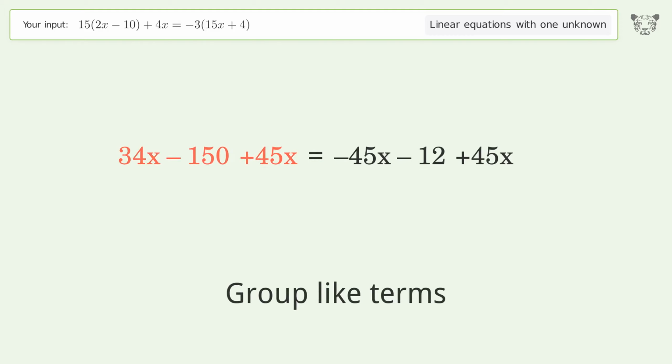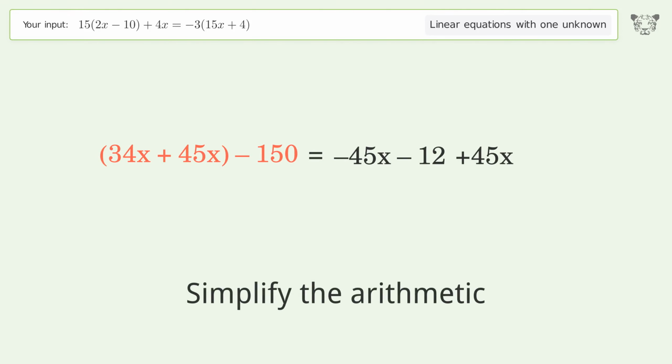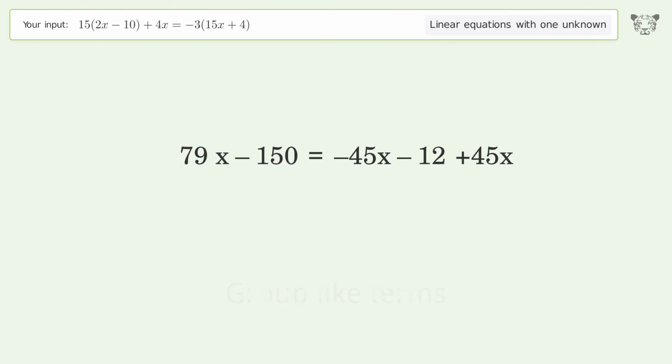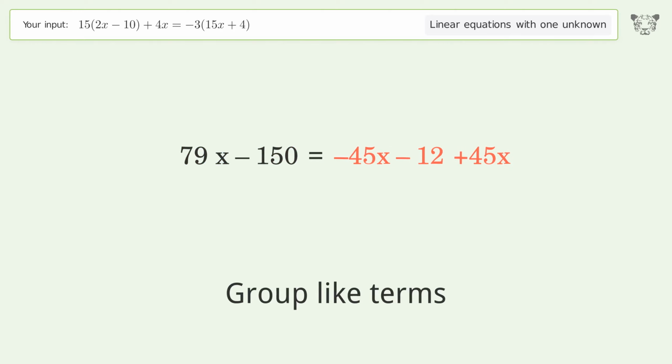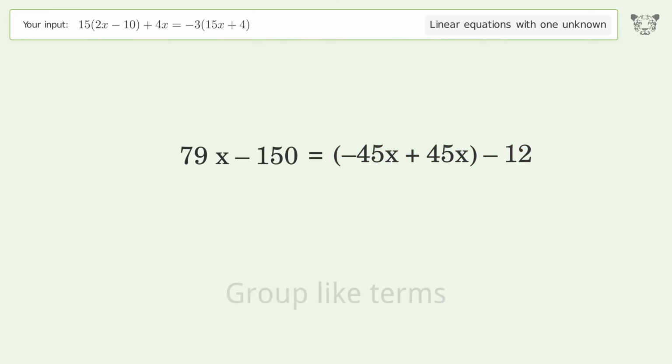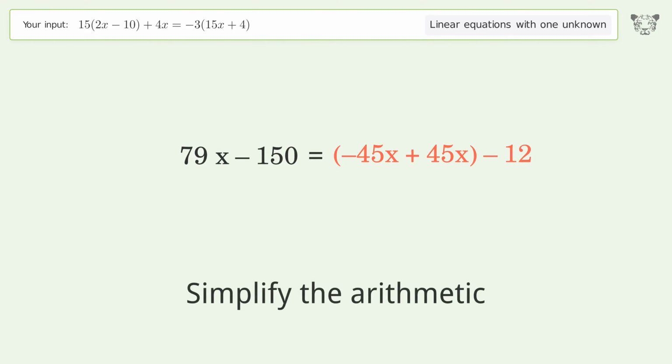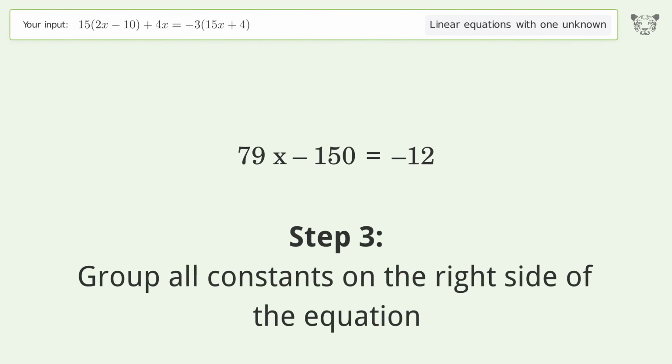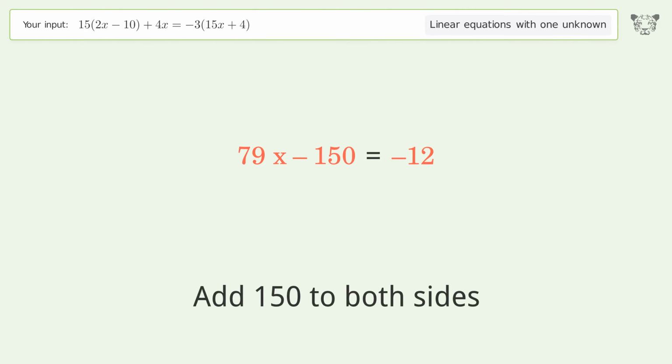Group like terms. Simplify the arithmetic. Group like terms. Simplify the arithmetic. Group all constants on the right side of the equation. Add 150 to both sides.